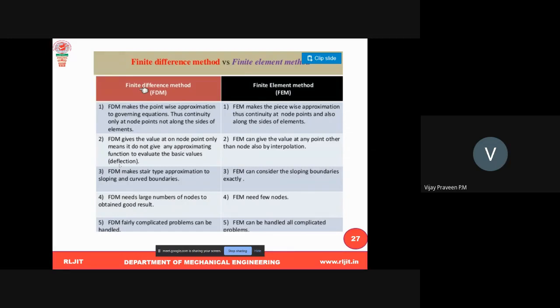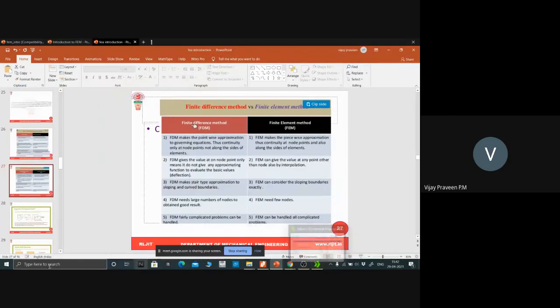See, degree of freedom, as I said, is the number of independent motions any point or mechanism has. Totally, there are only 6 degrees of freedom. What are the 6 degrees of freedom? Translation in X, translation in Y, translation in Z. Similarly, rotation in X, rotation in Y, and rotation in Z.